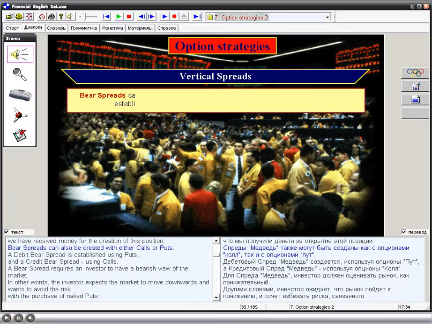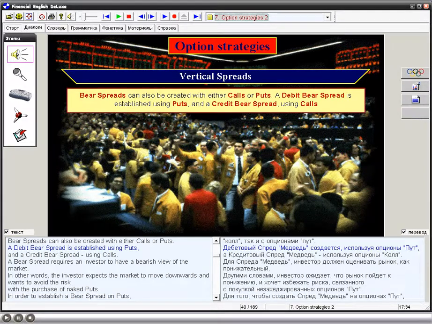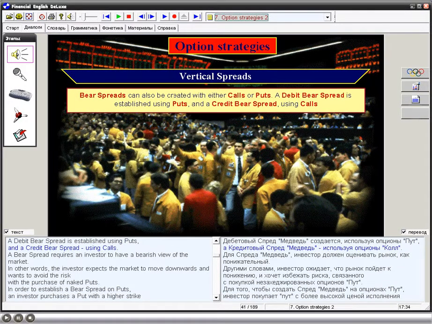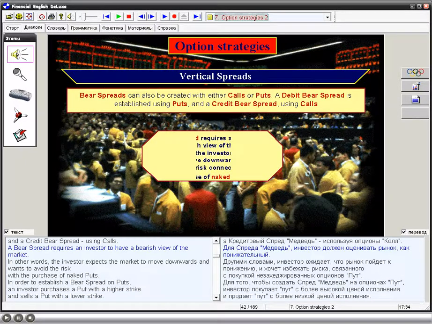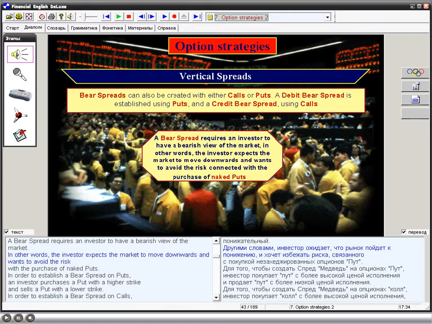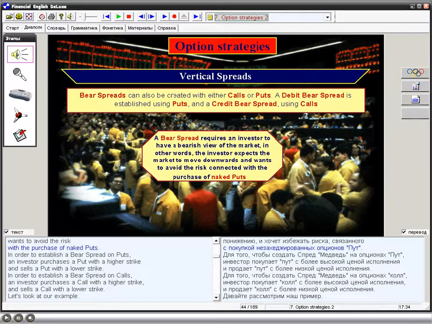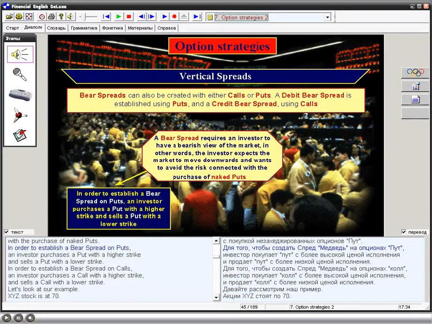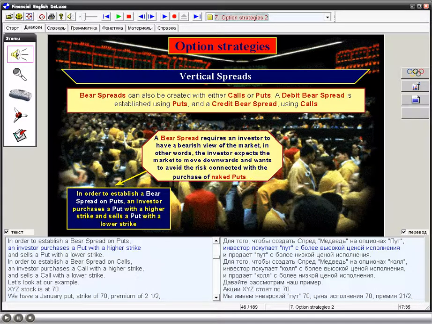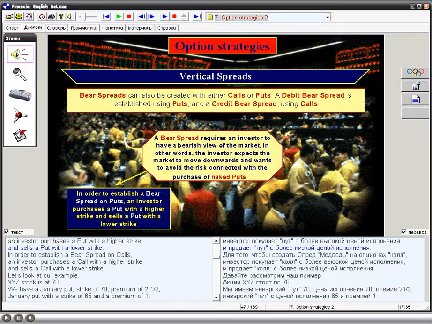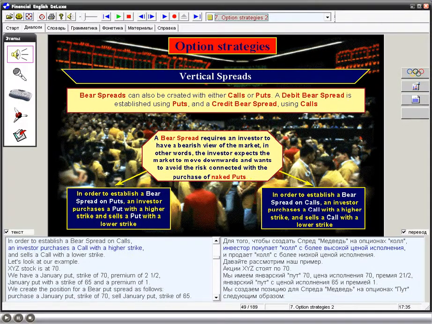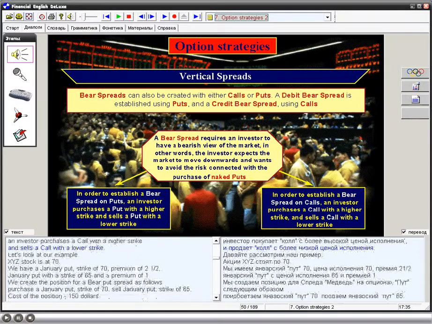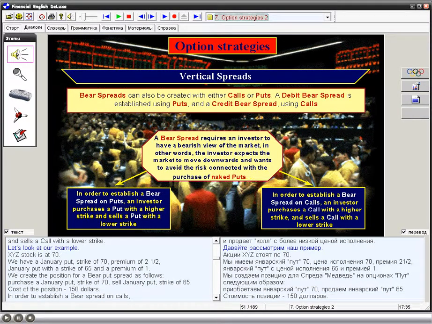Bear spreads can also be created with either calls or puts. A debit bear spread is established using puts, and a credit bear spread using calls. A bear spread requires an investor to have a bearish view of the market. In other words, the investor expects the market to move downwards and wants to avoid the risk connected with the purchase of naked puts. In order to establish a bear spread on puts, an investor purchases a put with a higher strike and sells a put with a lower strike. In order to establish a bear spread on calls, an investor purchases a call with a higher strike and sells a call with a lower strike.